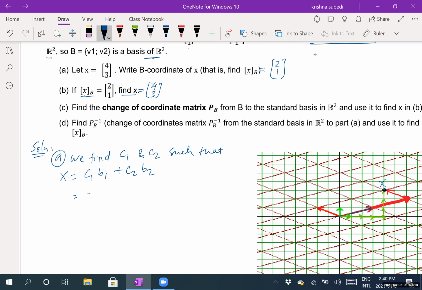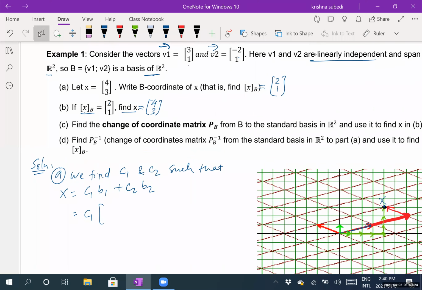So that means B1, B2 is already given. Oh, not V, sorry. This is V, B1, B2. We represented that basis vector by B1 and B2, and that's fine. So B1 we already know, which is 3 and 1, plus C2 times V2, which we already know, which is negative 2 and 1.